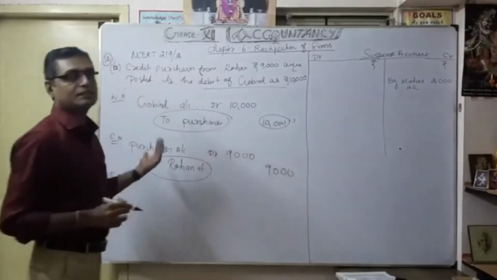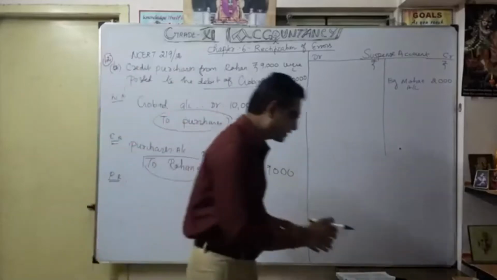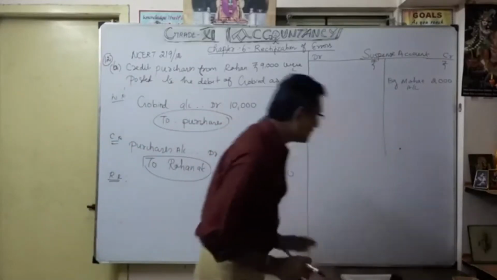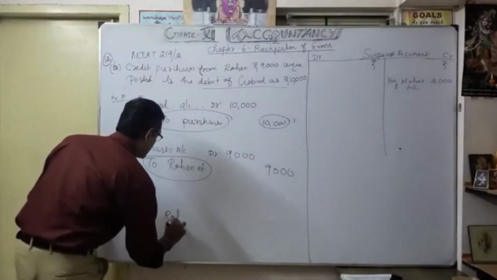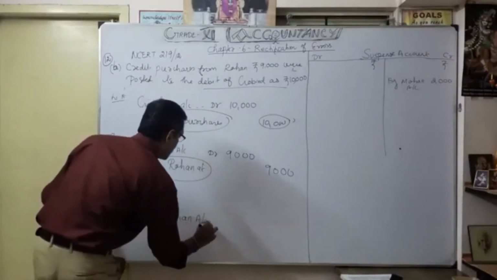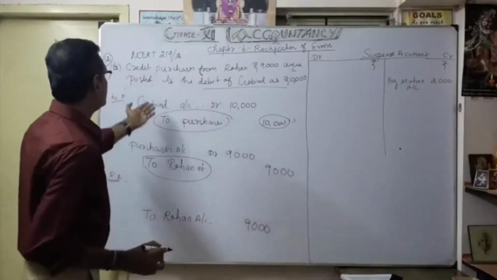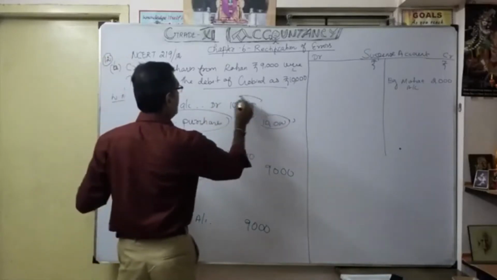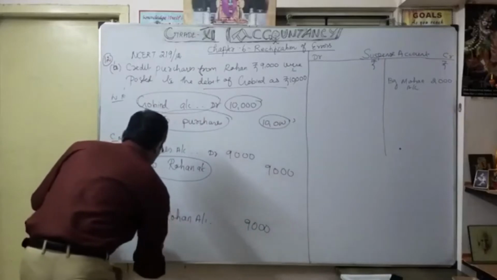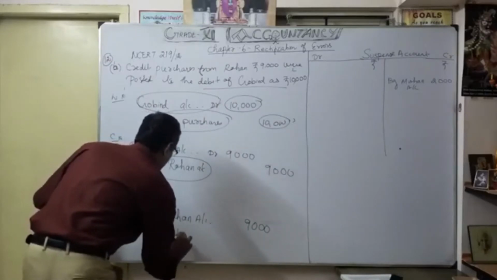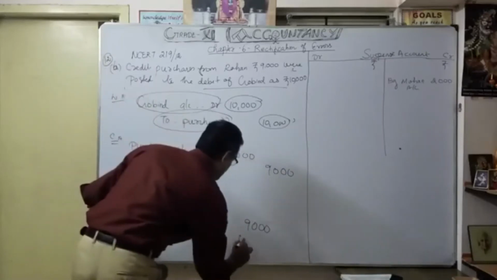So what's the rectification entry now? Anyway the purchase account is the correct one. So here I want to credit the Rogan account, how much? To Rogan account 9,000. Thereafter Gobind. Earlier I did it wrong on the debit side, so I am going to give credit. To Gobind account, how much? 10,000.